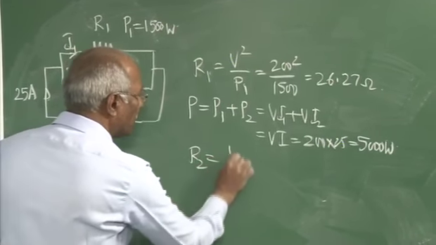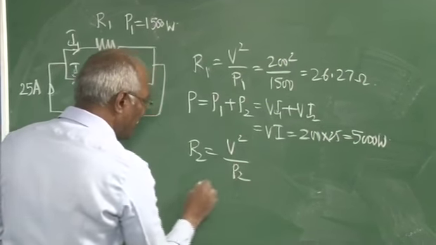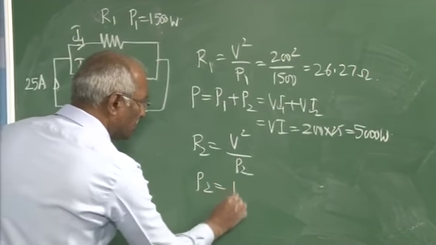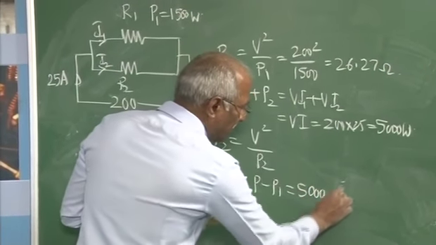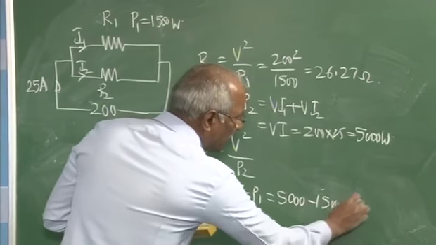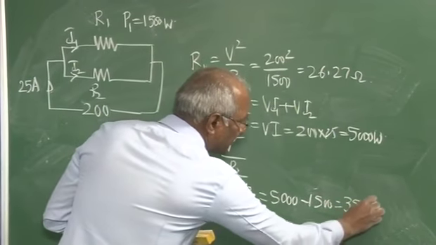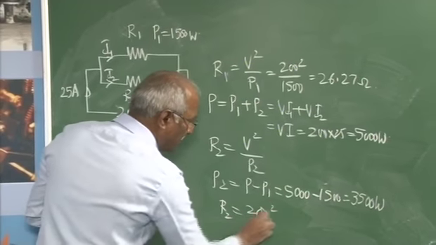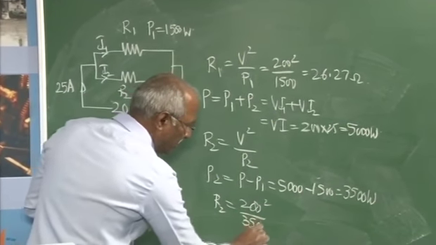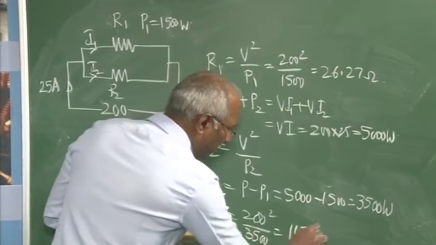Once I get this, R2 can be calculated by the similar expression. R2 will be equal to V square over P2, where P2 is equal to P minus P1, that is 5000 minus 1500, which comes to 3500 watts. Therefore, R2 will be equal to 200 square divided by 3500, which gives 11.34 ohm.